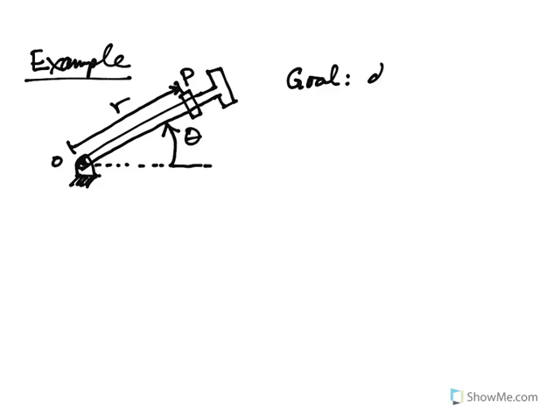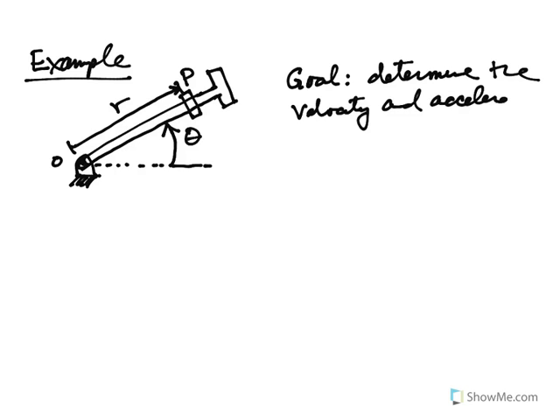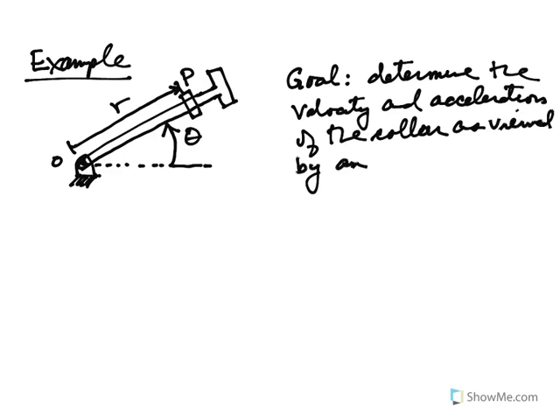So the goal of this problem is to determine the velocity and acceleration of the collar as viewed by an observer fixed to the ground.